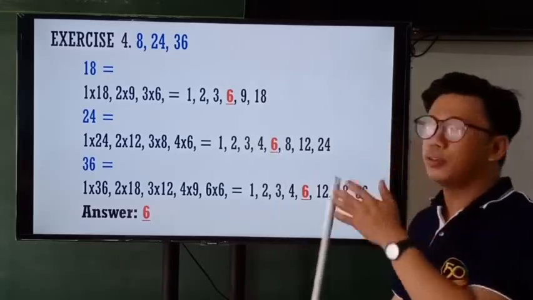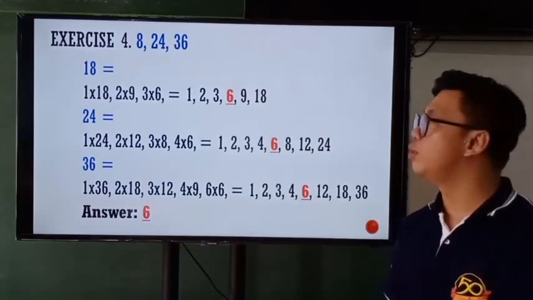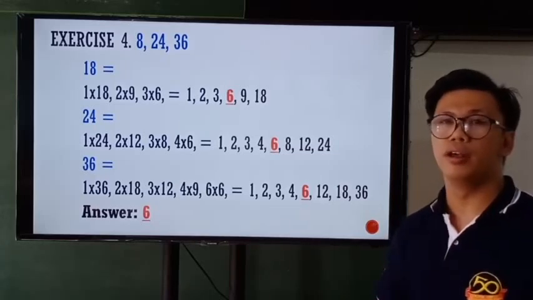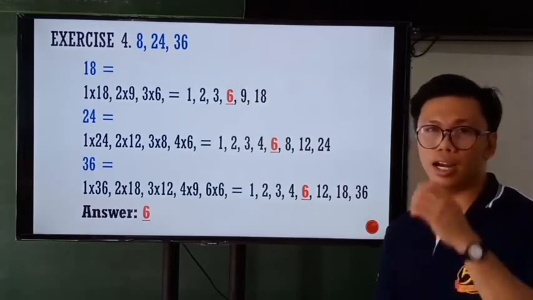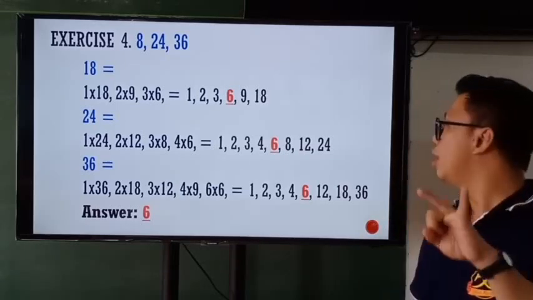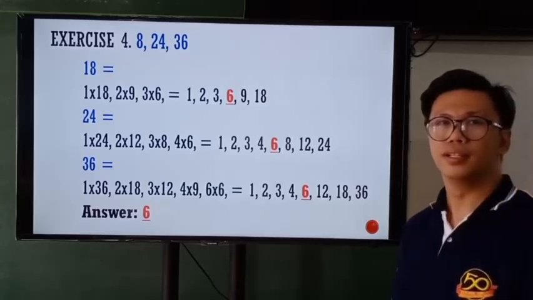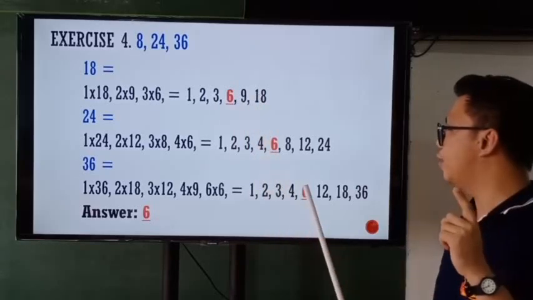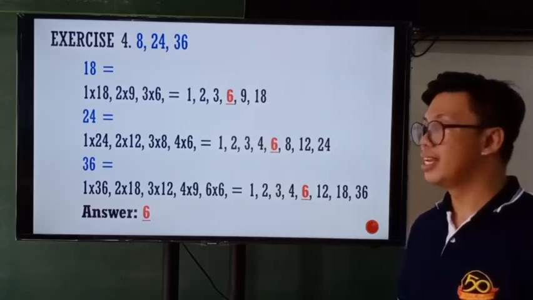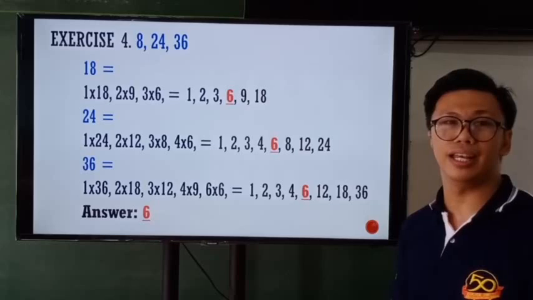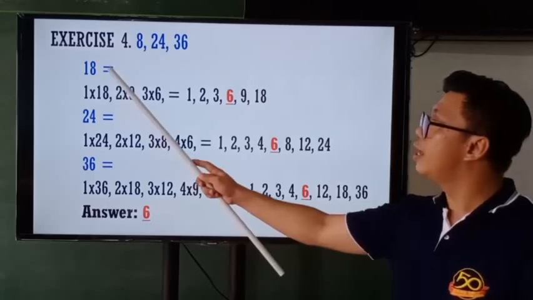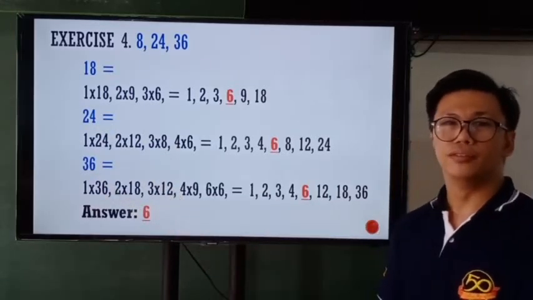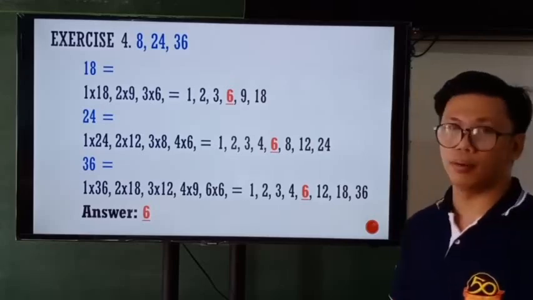So after getting the common factor, what is the next? Very good. We can now find the highest common factor, or we call it the largest common number. So what is the largest common number of 1, 2, 3, and 6? Okay, so the highest common factor is 6. So therefore, our answer is 6. Why 6 again? Because that is the highest common factor of 18, 24, and 36. Did you get the correct answer? Very good. So that is for our exercise number 4.